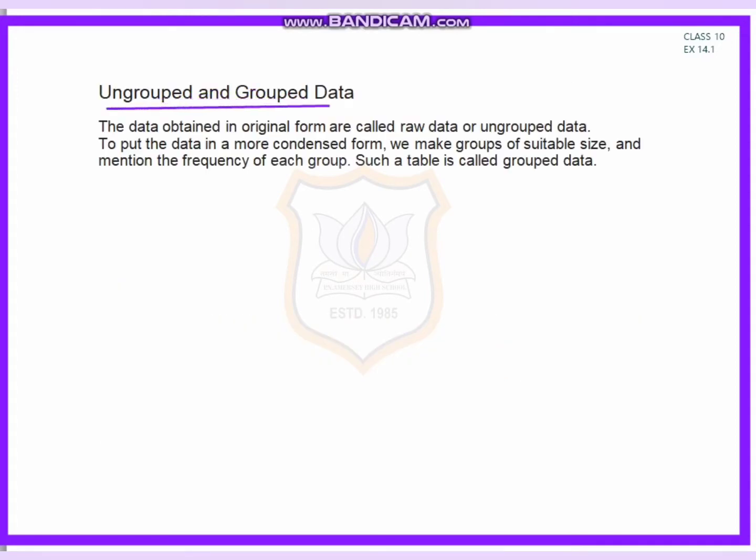Next is grouped data and ungrouped data. The data which is obtained in original form is called raw data or ungrouped data, which we first have to arrange and operate on. Put the data in condensed form and make groups of suitable size. Mention the frequency of each group. Such a table is called grouped data. Sometimes we get raw data and we have to convert it into grouped data.